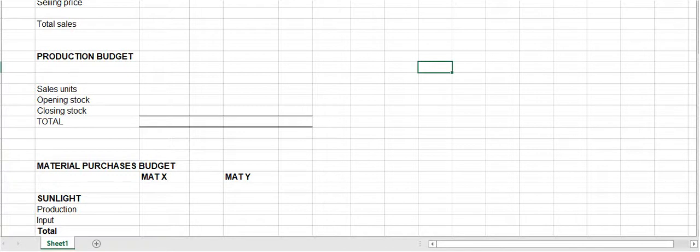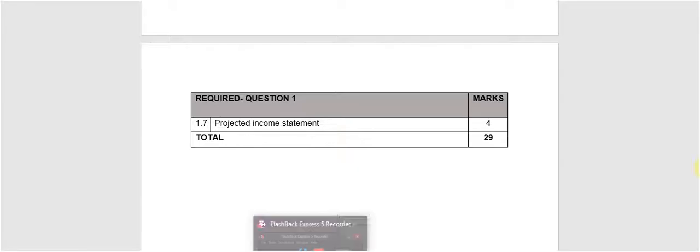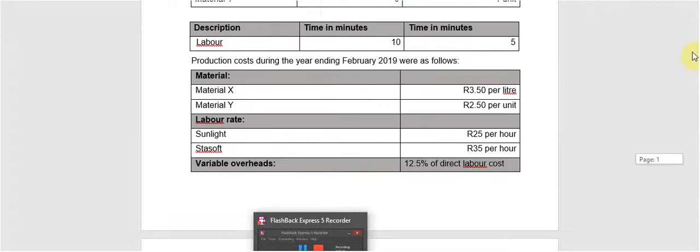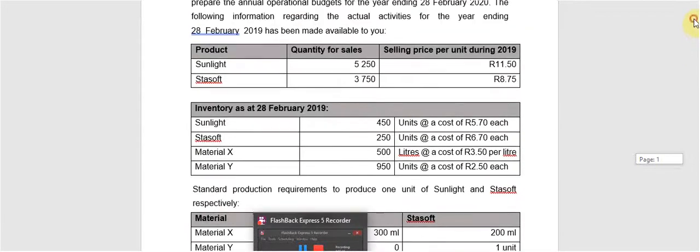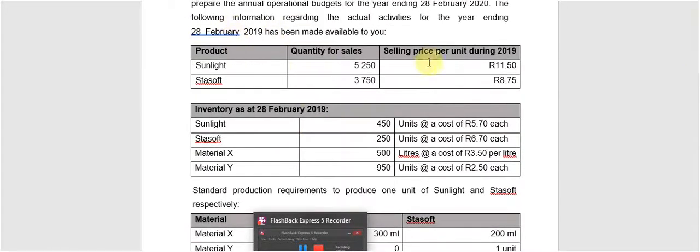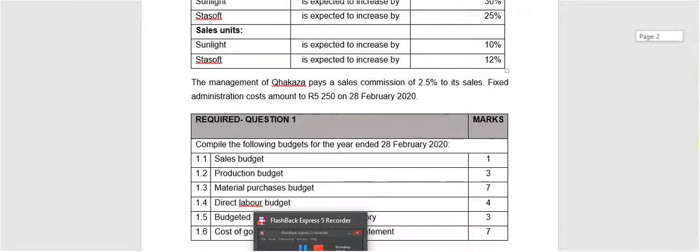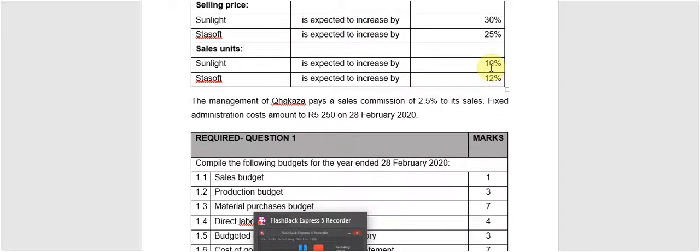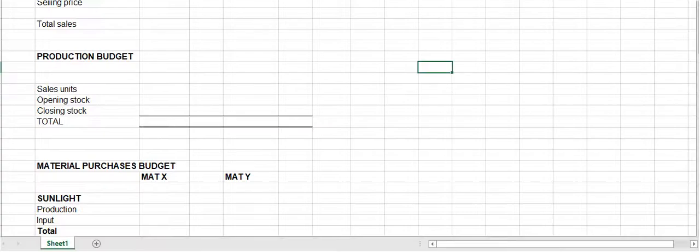Right, starting with the sales budget, we need to start with the sales units, and they've given us the sales units here. And this is the sales units relating to 2019 as it was stated. So it was 5,250 and 3,750 respectively. And they tell us at the end of the question that the sales units will increase by 10% and 12% for 2020. So I'm going to go and apply that.